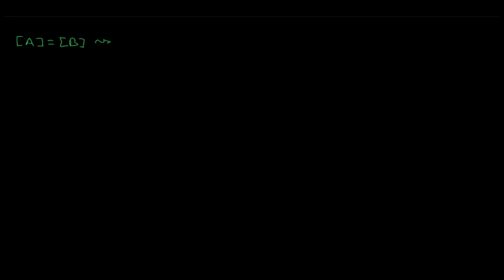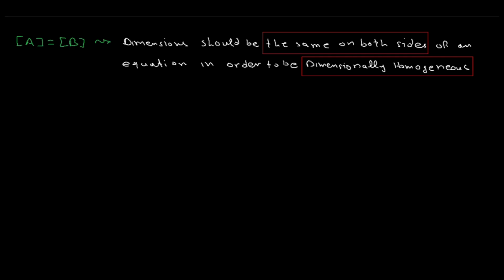Finally, let's finish with 3 fundamental rules. Dimensions of A equals dimensions of B should always be true, since dimensions should be the same on both sides of an equation in order to be dimensionally homogeneous.